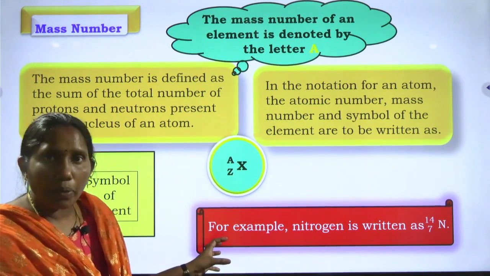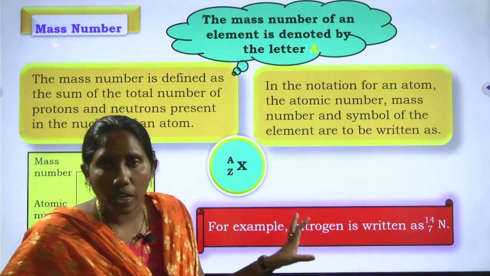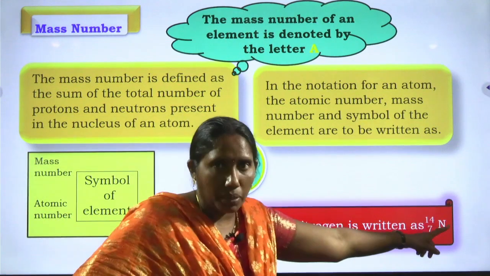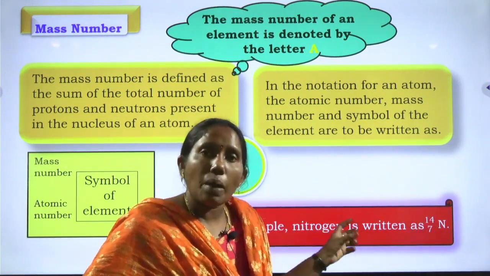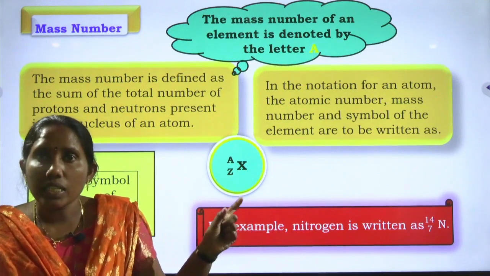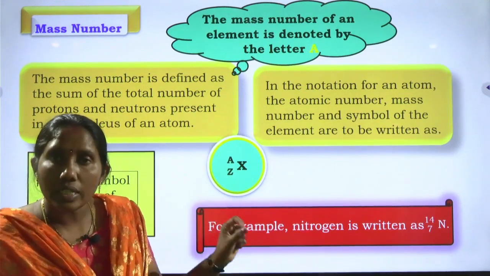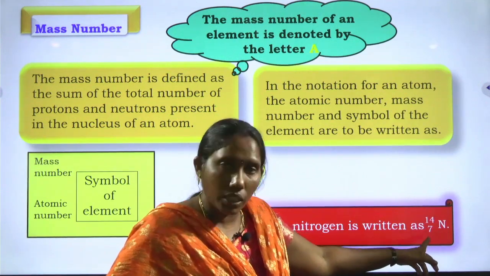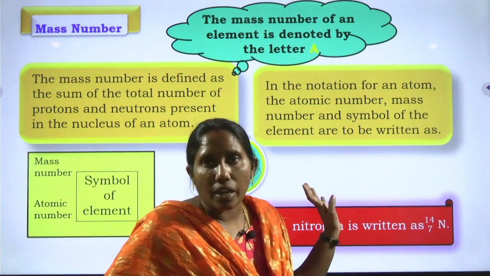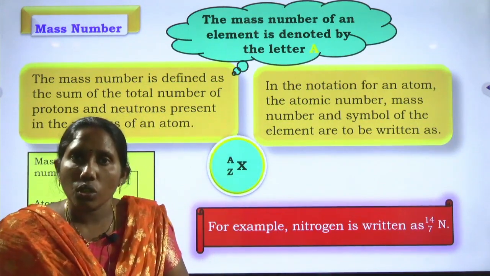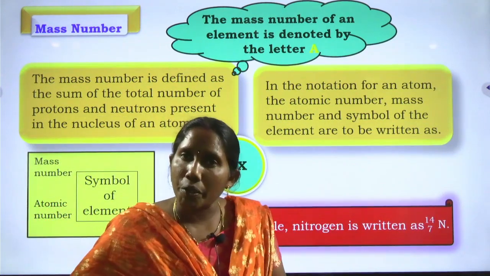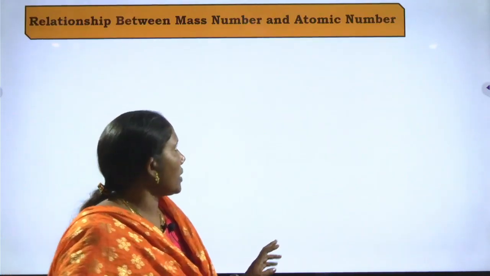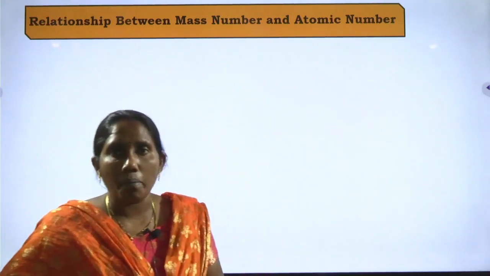For example, how do we represent the nitrogen atom? The nitrogen symbol is capital N. So we first write the capital N here, and the number of protons present in nitrogen is 7. So its atomic number we write at the lower left corner, and on the upper side we write the mass number 14. The 14 is nothing but the number of protons, 7, plus the number of neutrons, 7, for nitrogen, right?